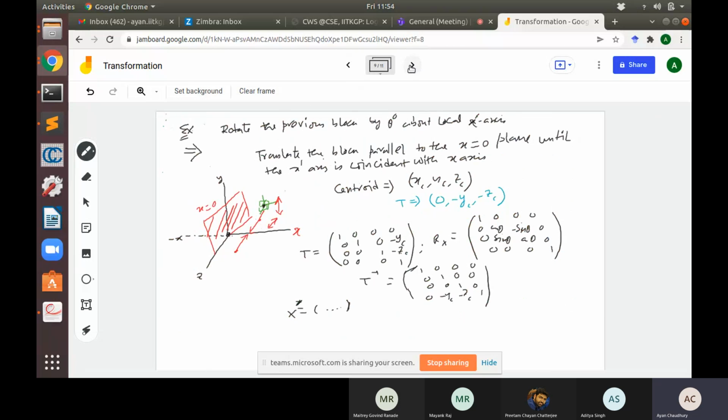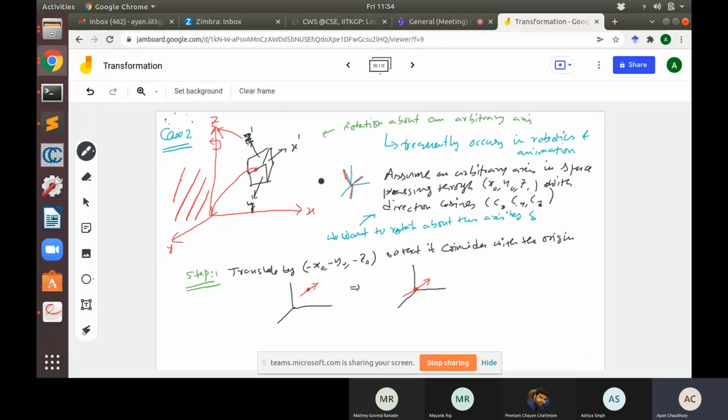But in this case, it's not the same, because even if we try to do the translation from here to here, the axes don't coincide. So we have to find another sort of transformation so that the rotation axis becomes coincident with one of the axes in the global coordinate system. That's why we have to do some special treatment here. The first step is to translate it to the origin, because we need this anyway. This is pretty trivial.